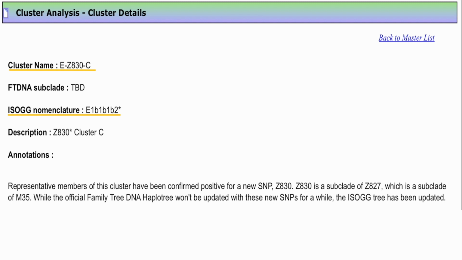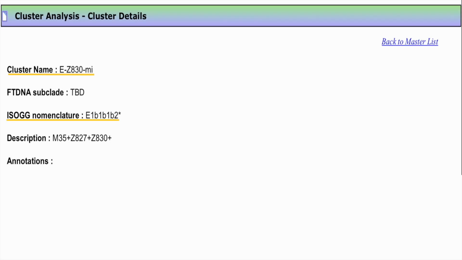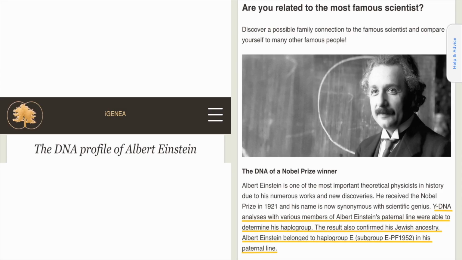Cluster name E-Z830-C, ISOGG nomenclature E1B1B1B2. Cluster name E-Z830, ISOGG nomenclature E1B1B1B2. What's interesting about this subclade of haplogroup E is that famous Jews such as Albert Einstein carried it.